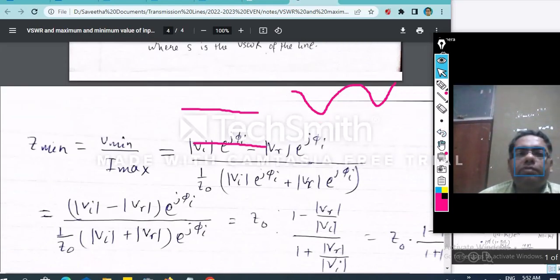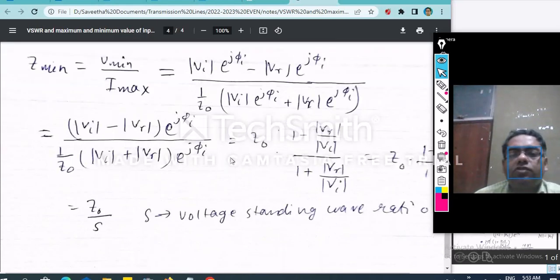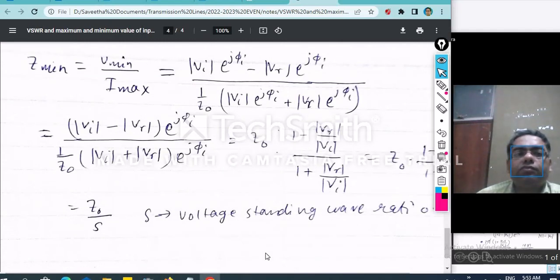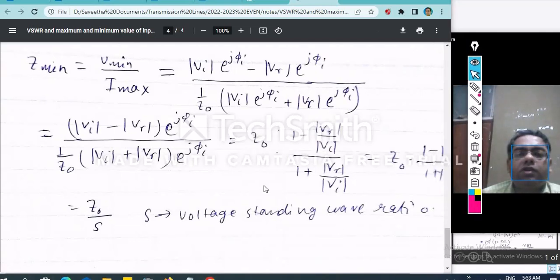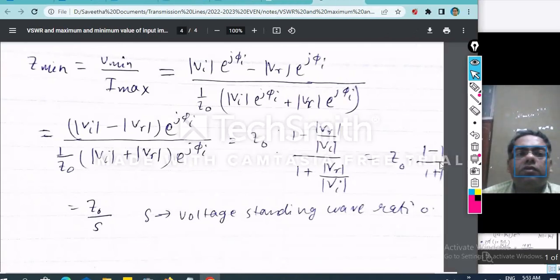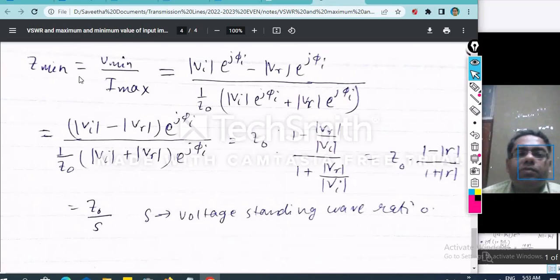Similarly, when we find Z minimum, it is the opposite. They are 180 degrees out of phase. Now 180 degrees out of phase will make V minimum and I maximum, because in I max there is a negative sign, so it becomes plus. After a little algebra, we obtain this one as 1 minus mod gamma by 1 plus mod gamma, which is 1 by S. So the minimum value of impedance is Z0 by S. S is VSWR.